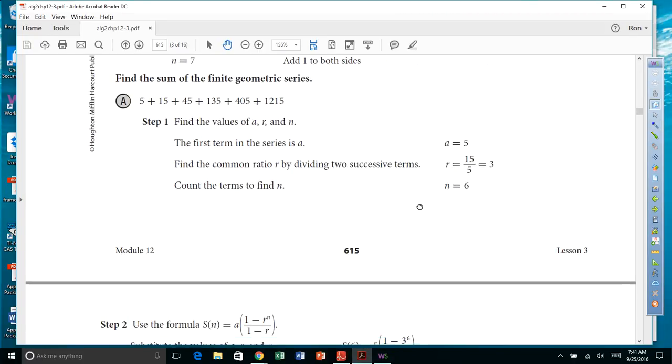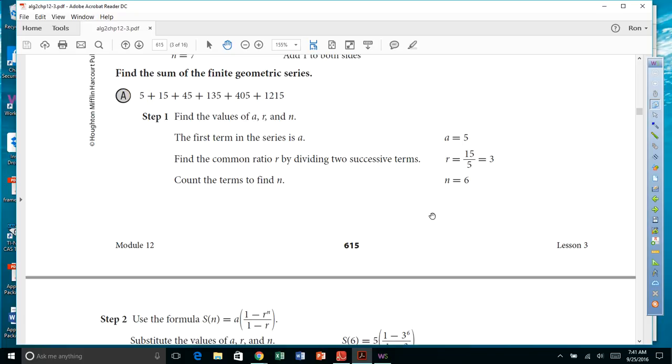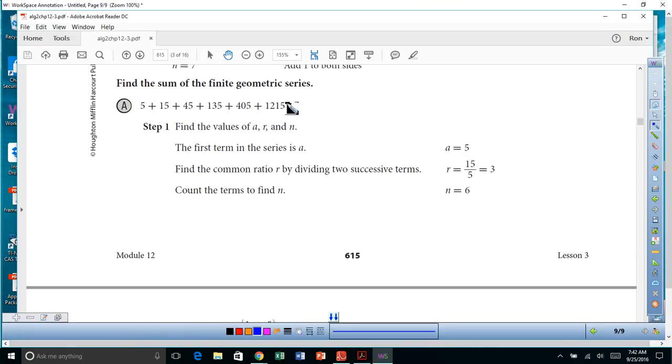Find the sum of the finite geometric series. You've got 1, 2, 3, 4, 5, 6 terms. It might be quicker to just add them all up than to do all these different calculations. But that's probably what I would do, is just add them all up. But find the values of a, r, and n.